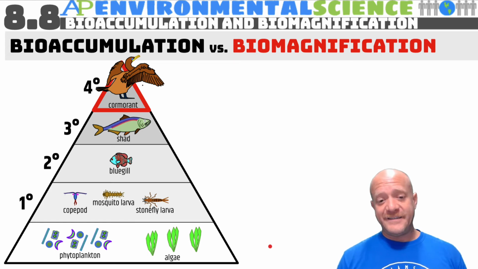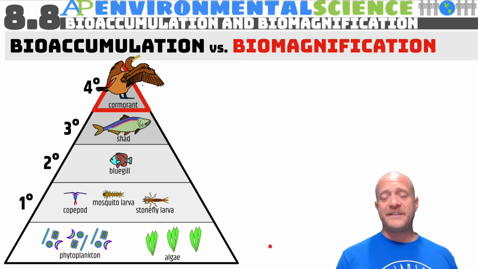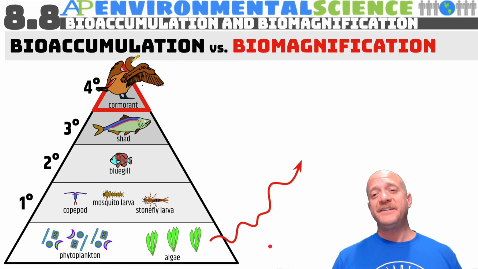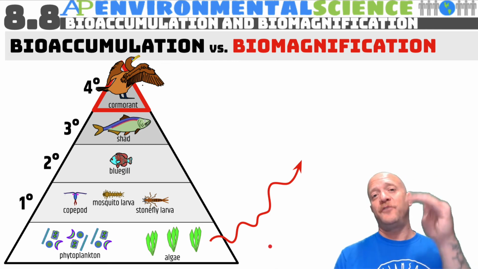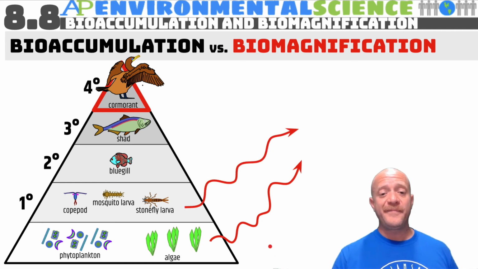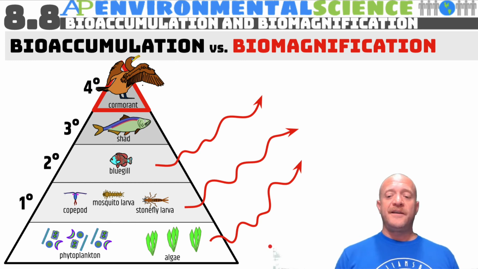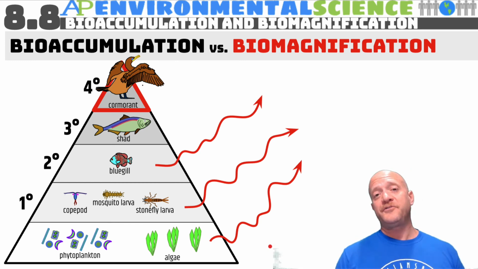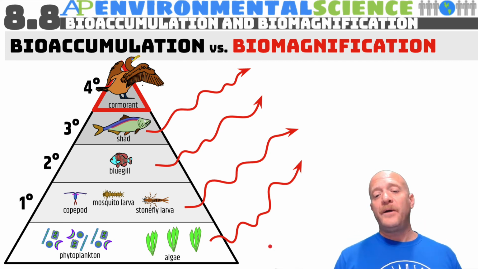Recall from earlier lessons that the 10% rule means that only 10% of the energy is available to the next trophic level. 90% of that energy is lost as heat. So one thing that has to happen is these organisms at higher trophic levels must consume multiple organisms at a lower trophic level in order to obtain enough calories and enough nutrients to survive. So as we move up, each organism is consuming multiple organisms from the lower trophic levels, and the pollutants are actually magnifying or building up.